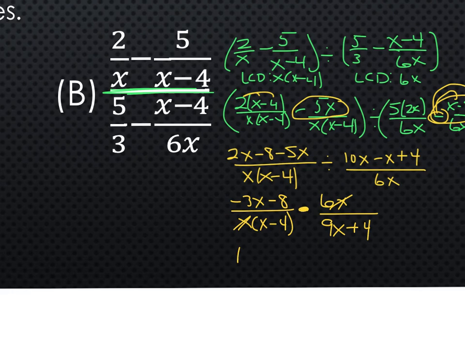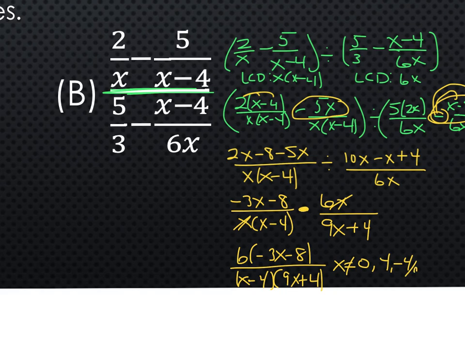So our final answer will have 6 times negative 3x minus 8 over x minus 4 times 9x plus 4. And x cannot be, we're going to say 0, 4, negative 4 ninths. Let's go back and highlight anywhere else. So we had this one, this one, this one. We already got 0. We got 4 and 0. I think we are good.